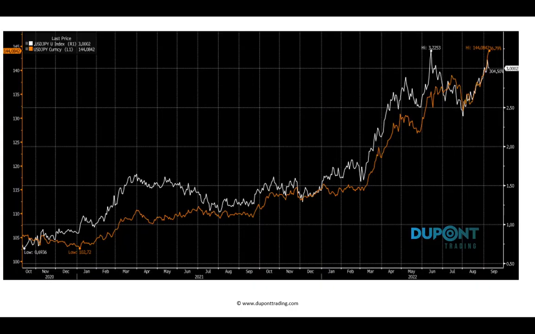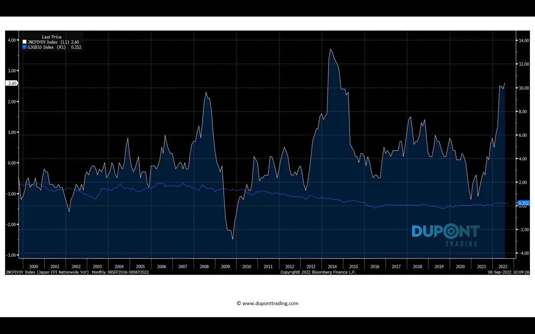If we look at the same chart now, with the US dollar yen in orange on the left-hand axis, and on the right-hand axis the US 10 years minus the Japanese 10 year, so the US Treasury versus the JGBs, as you can see, there is a massive correlation.